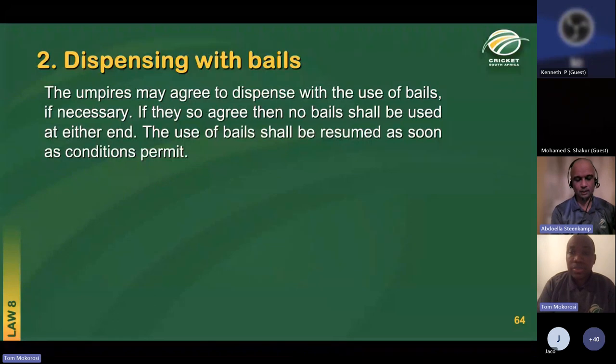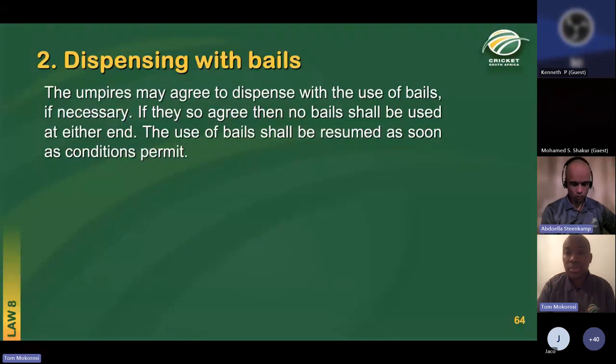We're going to get to this law in detail. It's Law 20, and the law guides us that as soon as the ball becomes live and before the batter has the opportunity to play it, if the bails get blown off, the umpire needs to call and signal dead ball. If the bails fall off at the striker's wicket, the umpire needs to call and signal dead ball.